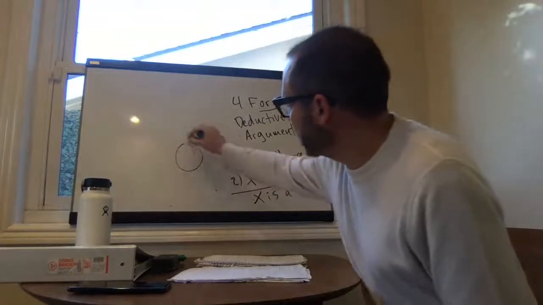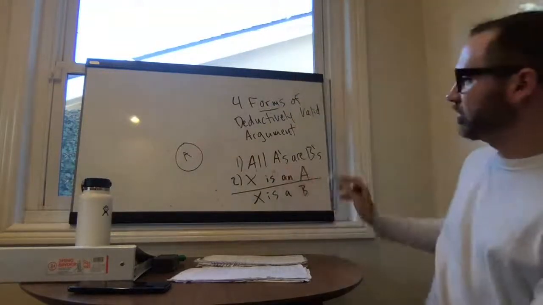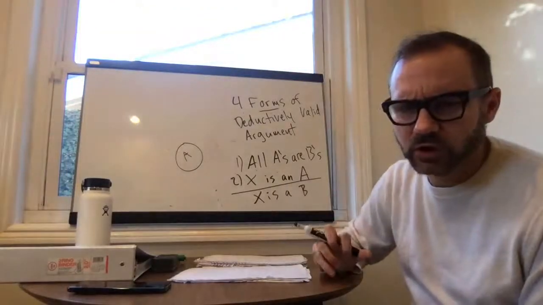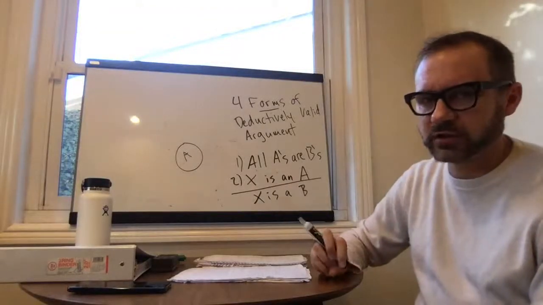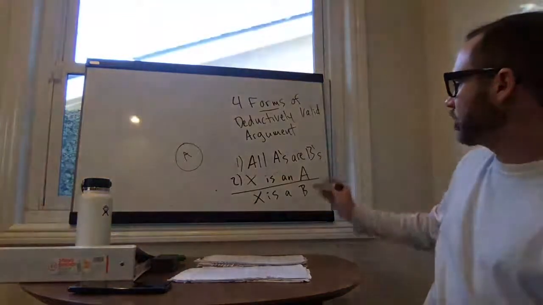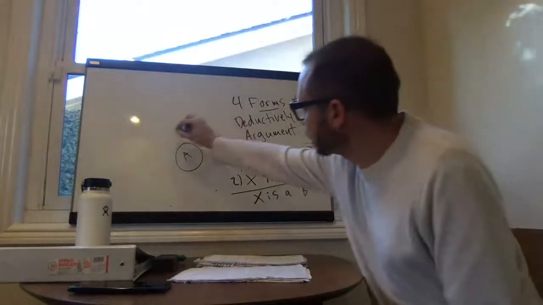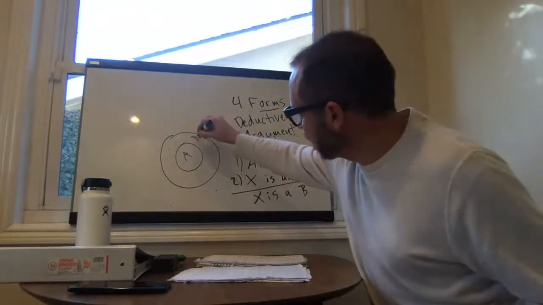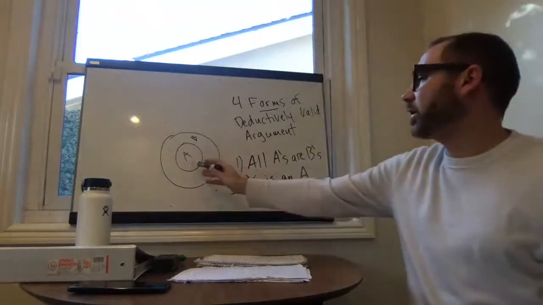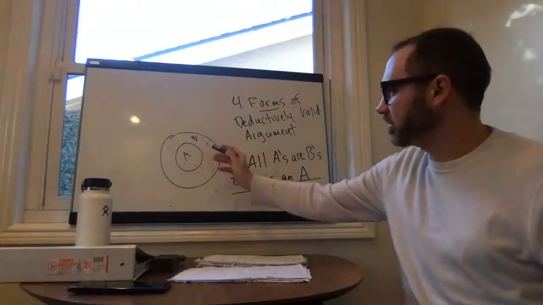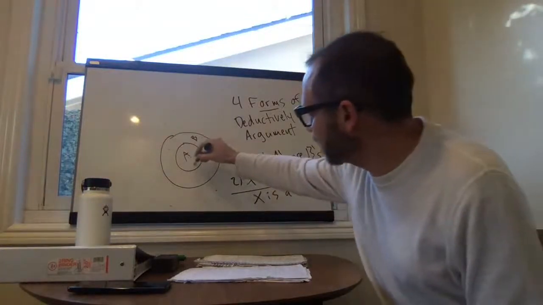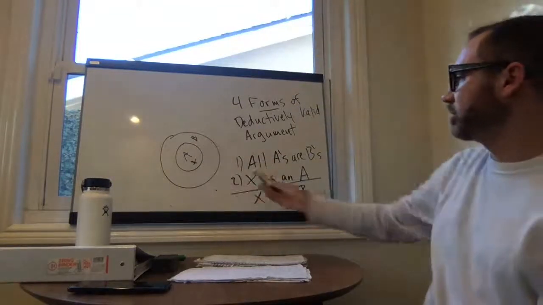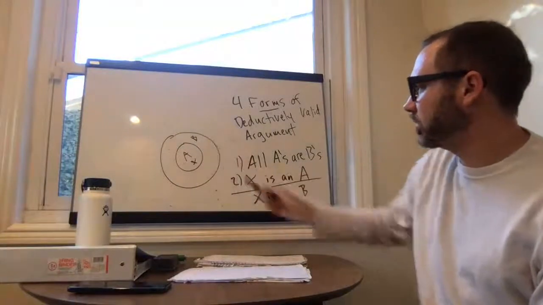So say that these are A's. All A's are B's. Wait, sorry, Lillian. No, not that all B's are X's. That doesn't follow. All A's are B's, X is an A. So if all A's are B's, then this is the set A, and it's a subset of B. All A's are B's, right? Everything that's A is inside of this category. So then X is an A. Obviously, then X falls within this set, and so it's obviously contained within the broader set of B.